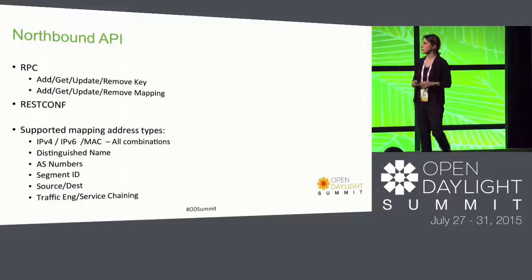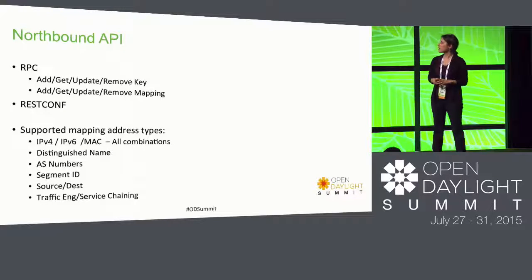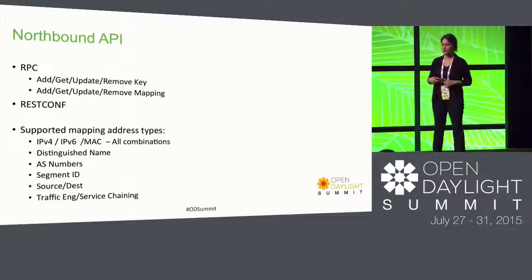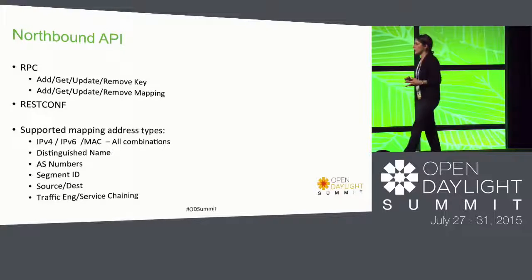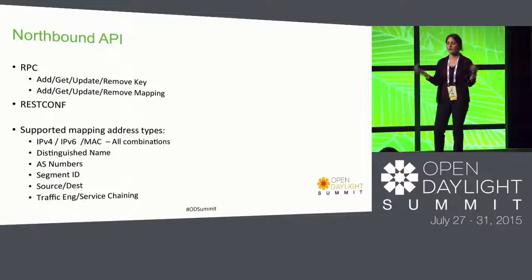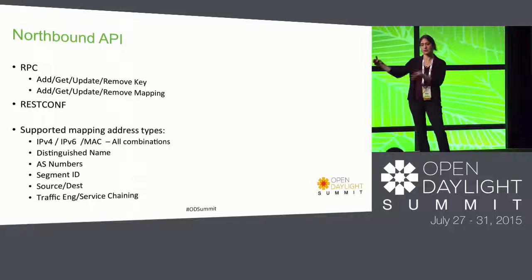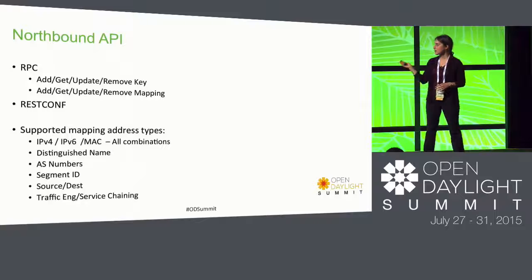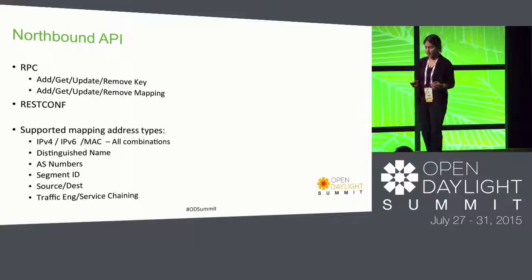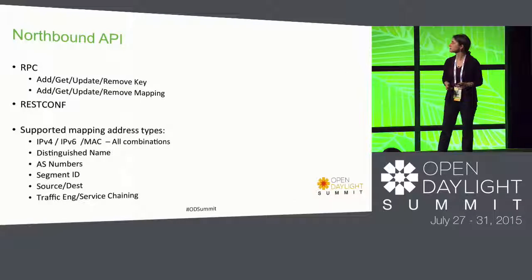Then, in terms of what kinds of mappings we support, basically, we have, as I said, v4, v6, and MAC or Ethernet mappings, and also some more complicated ones, like we have two-tuple mappings for source and destination, where it's not just the destination that you map to a location, but you define policy between a combination of source and destination, or a two-tuple. Then traffic engineering and service chaining that we discussed, so defining a sequence of hops instead of just a destination. Then we have distinguished names and AS numbers and segment ID, which is that segmentation of the traffic that we talked about.